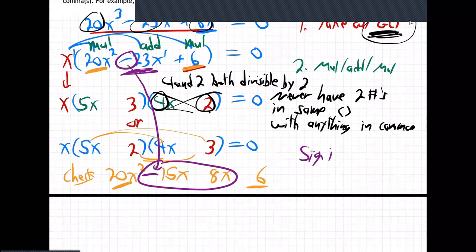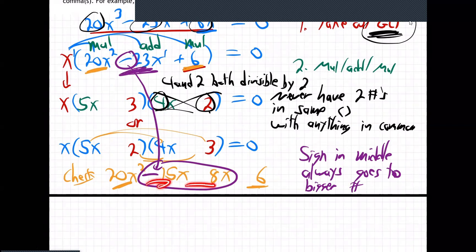Sign, let's scroll that up. The sign in the middle always goes to the bigger number. The sign in the middle always goes to the bigger number. So that's that now, right? So the sign here in the middle, the minus, goes to the bigger. 15 is bigger than 8.